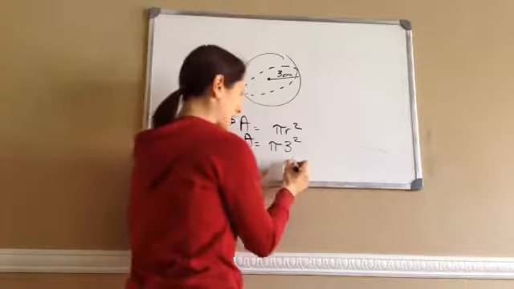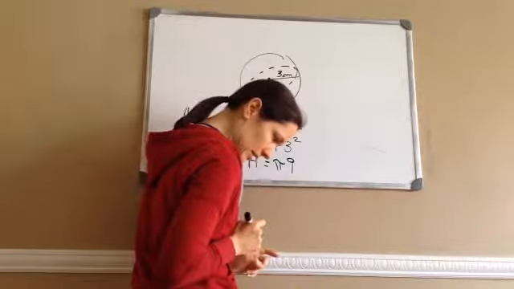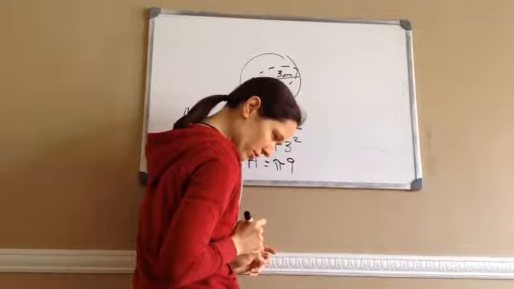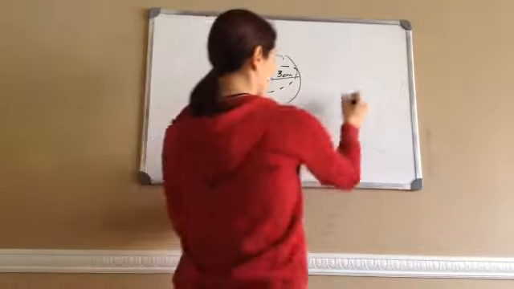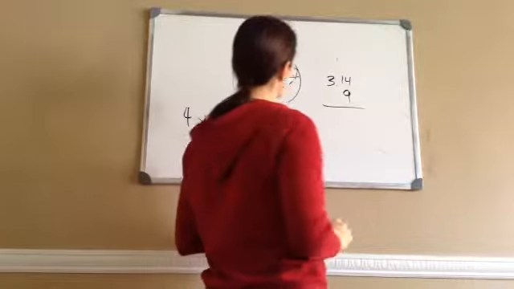3 times 3 is 9. 9 times pi is, do you have the answer? 9 times 3, can you do that for me? 3.14 times 9?